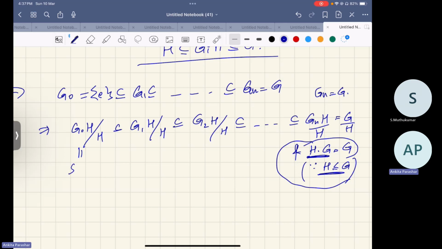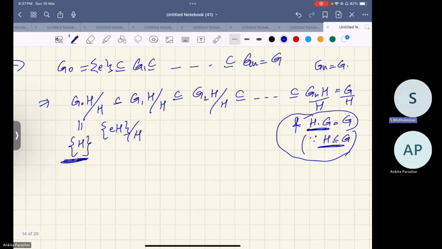This is just the element H, only the H element. Why? Because we have e times H mod H. So just a single element inside that. Do you understand this? Yes.